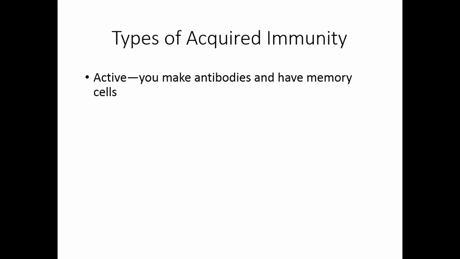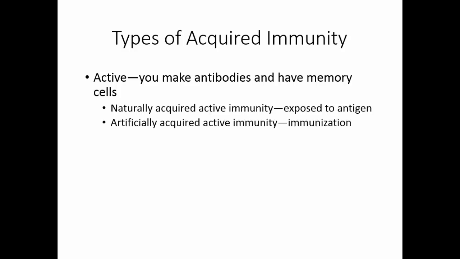There are different types of acquired immunity. In active acquired immunity, you make the antibodies and you're going to have memory cells. So this is more or less a permanent kind of immunity. Naturally acquired active immunity means that you are actually exposed to the antigen. This typically means you have had the disease. Artificially acquired active immunity is the kind of immunity you get from an immunization. You encountered the antigen, you made your own antibodies to it, but you did not come across this antigen naturally. You were deliberately exposed to it.